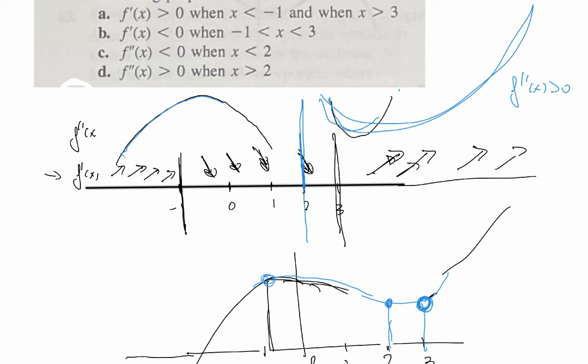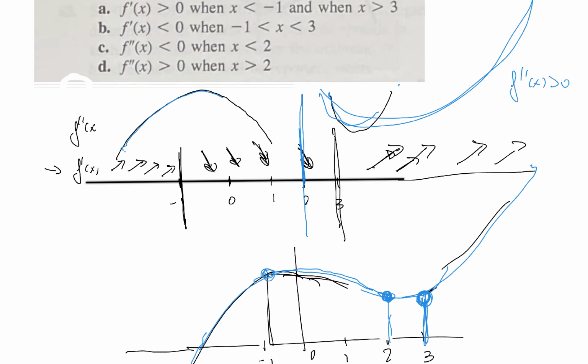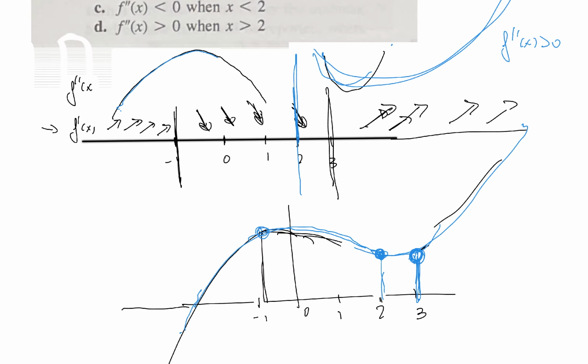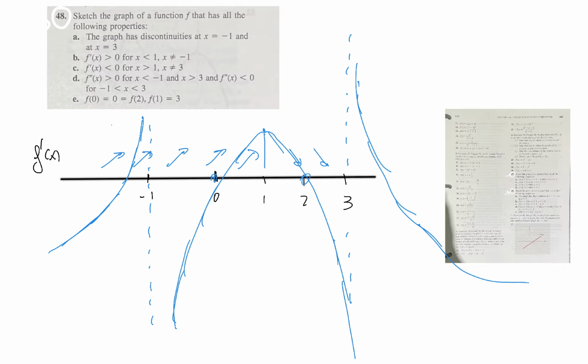So the function will go like this. Here at x equal 2, it changes the concavity, and the minimum is at x equal 3. And the maximum is at x equal 1, minus 1, sorry. So placing the information like this, you can more or less sketch the function.